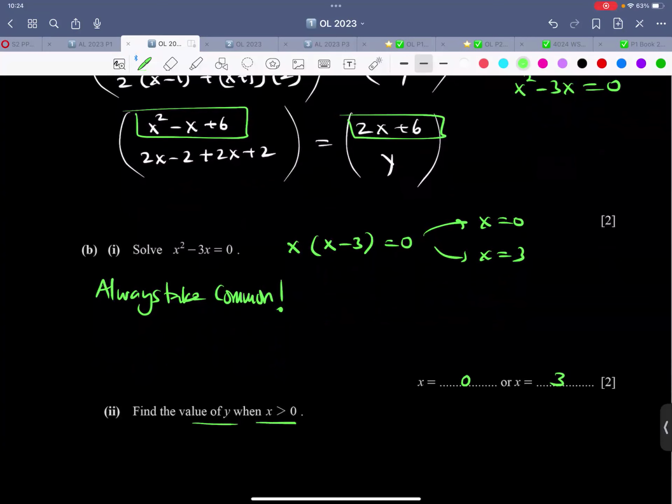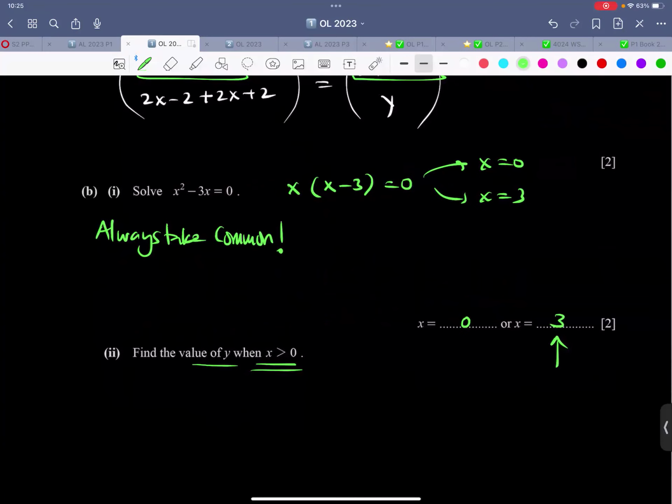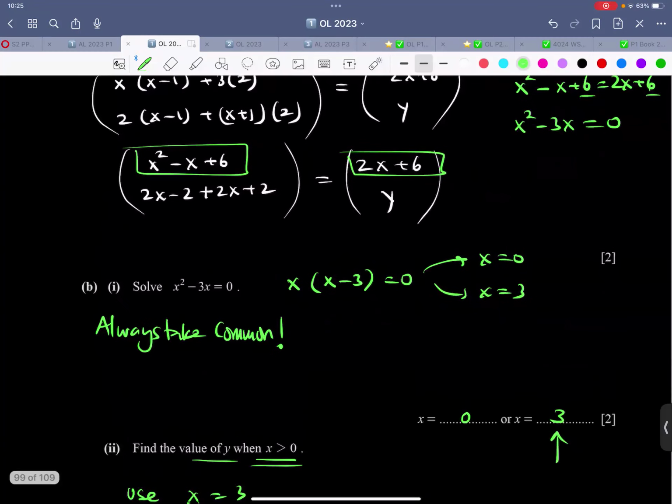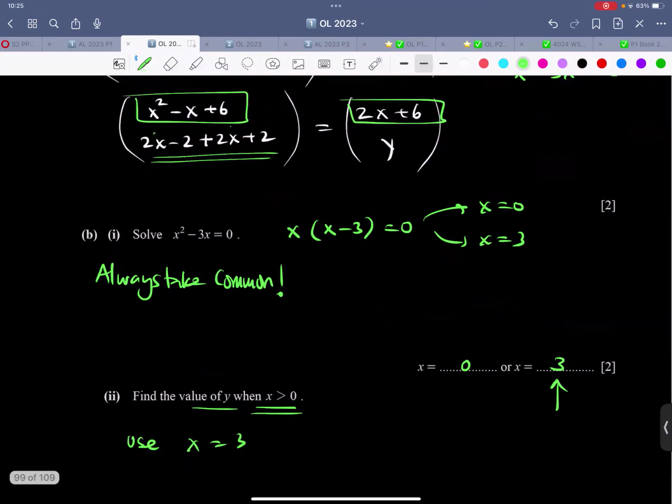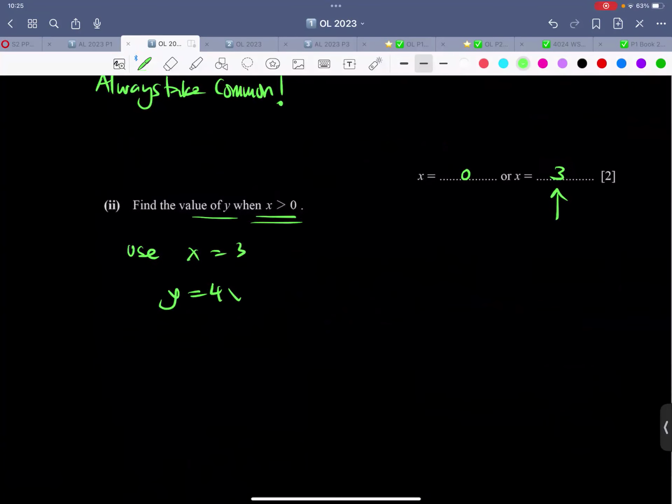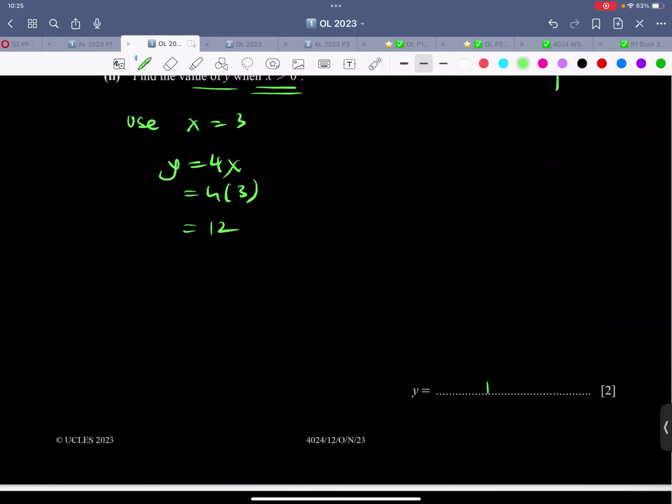Find the value of y when x is positive. So let's use x is equal to 3. This thing, 2x plus 2x, that is 4x. y is equal to 4x. That's 4 times 3, which comes out to be 12. So the value of y is 12.